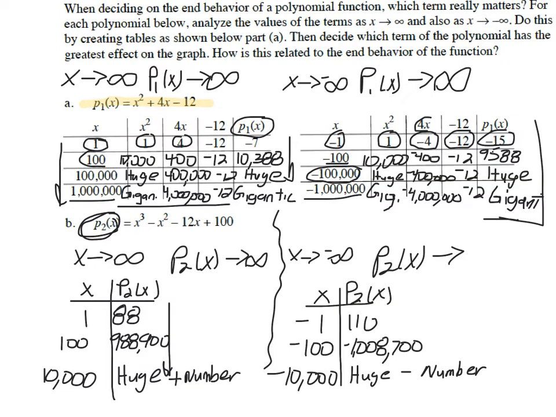And as x becomes very small in a negative sense, or a very large negative number, p sub 2 of x is becoming a huge negative number. Sometimes we can refer to this as it's becoming very small also. So this is going to a negative infinity.